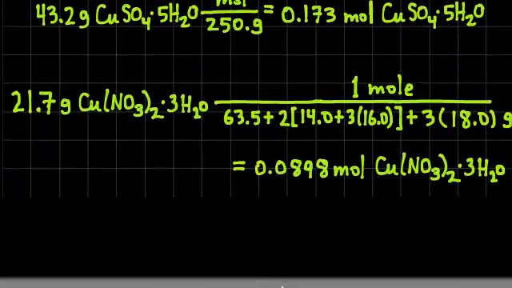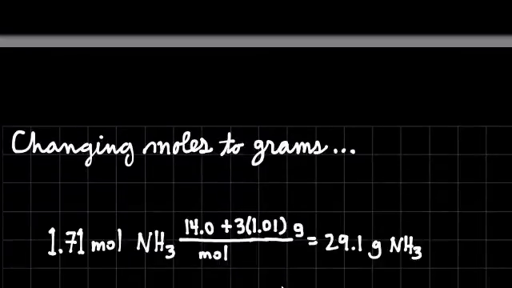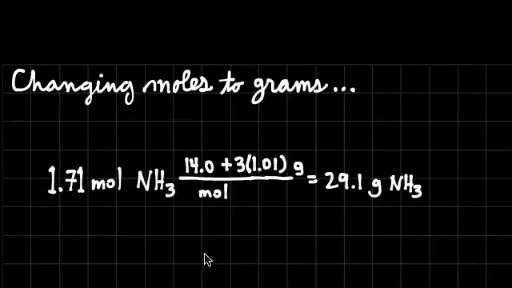Now, let's see. Or we can go the other way. What if a recipe in a reaction called for 1.71 moles of ammonia? Well, in that case, I put the moles of my conversion factor on the bottom, and I go look up 1 nitrogen and 3 hydrogens. That adds up to 17.03-ish. So 17.03 grams, the moles cancel, and times 1.71 gives me 29.1-ish grams to 3 sig figs anyway.